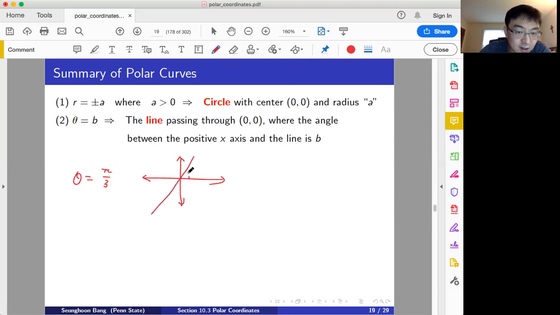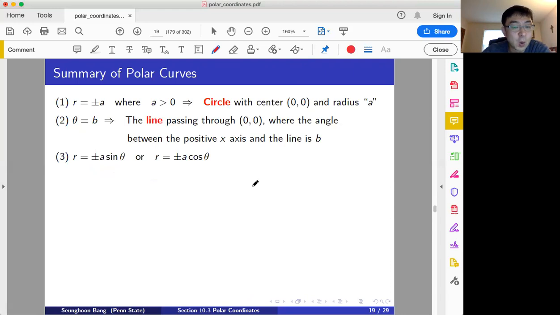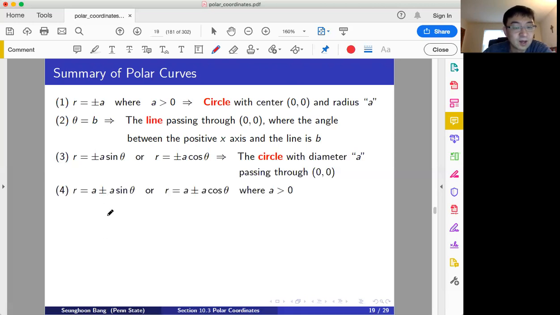Just a line, angle is pi over 3. That's it. This is a line. So like this. R equals plus minus A sine theta, R equals plus minus A cosine theta was like one circle with a diameter A passing through 0, 0, right? R equals A plus minus A sine theta.